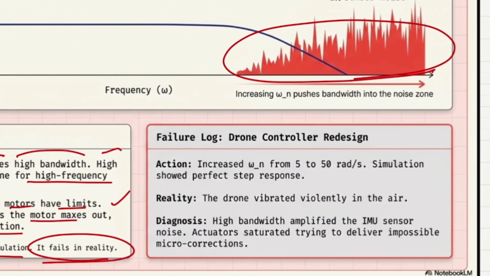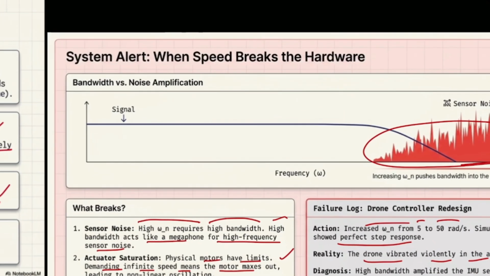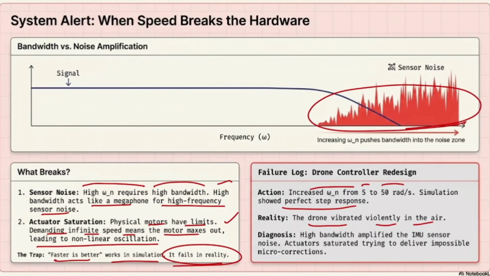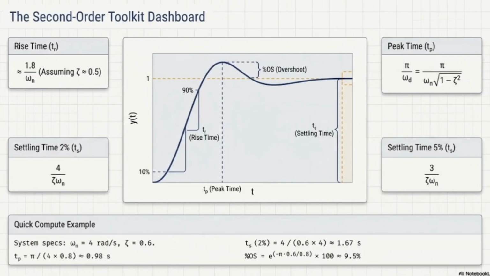So imagine that you have a drone controller, and you increase this omega n inside the drone from 5 to 50. At some point you say, okay, simulation shows a perfect step response. But if you do it in the actual world, the drone is going to vibrate violently in the air, which we don't like because it enters the high frequency zone. It means that your bandwidth is increasing, and while the speed is faster, the system is going to be very vulnerable to any kind of noise.